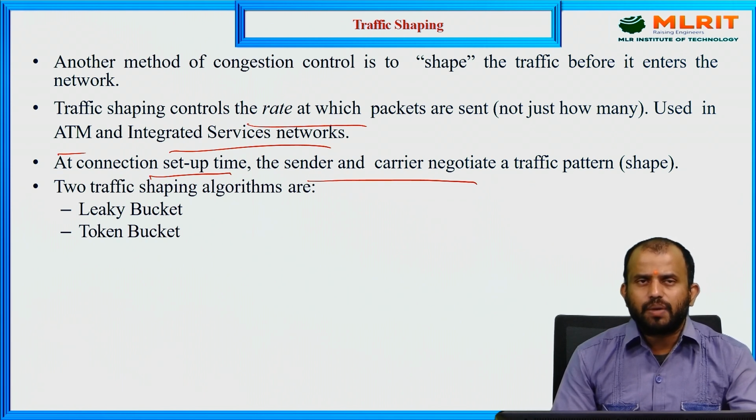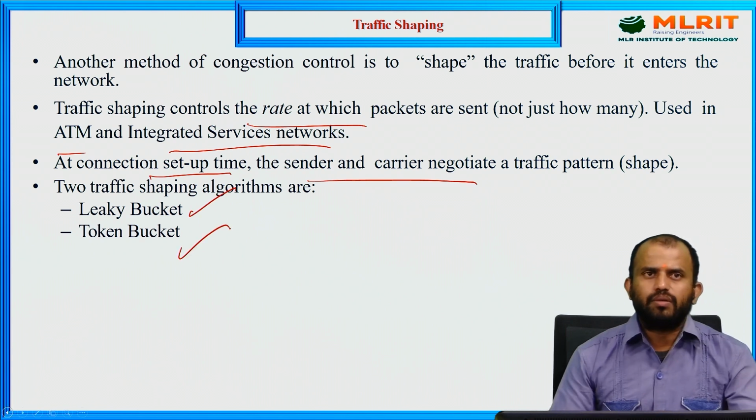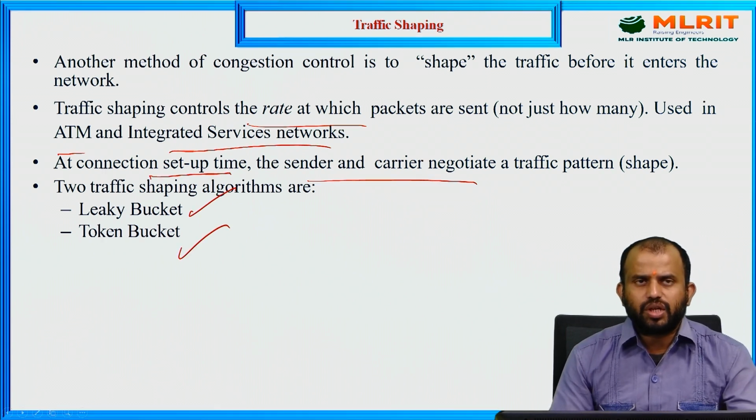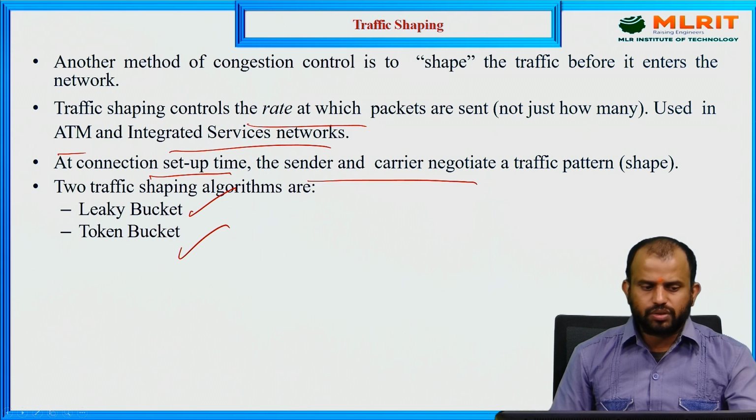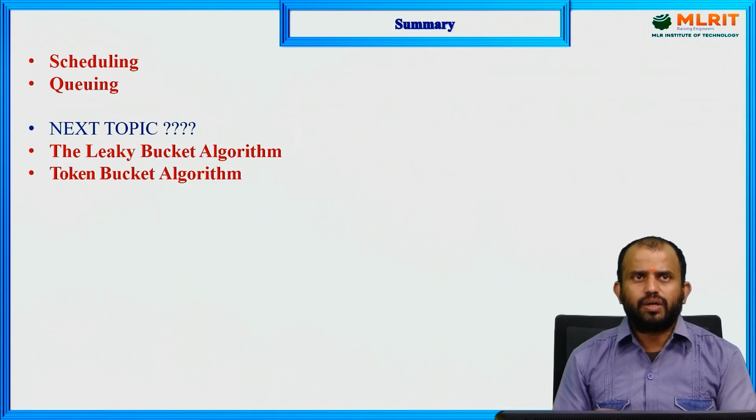So here two types of traffic shaping algorithms are there. One is the leaky bucket and the other is the token bucket. To handle the traffic structure, we have two mechanisms: the leaky bucket algorithm and the token bucket algorithm.